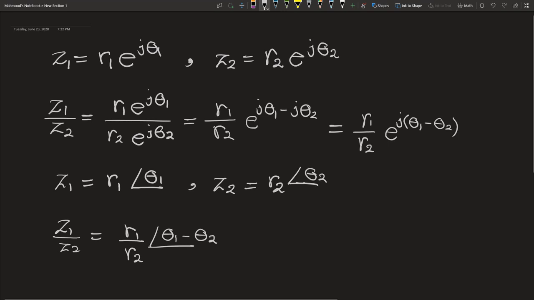So you can immediately recognize the importance of polar and exponential form, because some operations are much easier to perform in these forms, like multiplication and division. And similarly, raising to a power. For example, we can say that z1 to the power k is going to be equal to r to the power k, with angle k times theta. You can verify this formula for yourself.